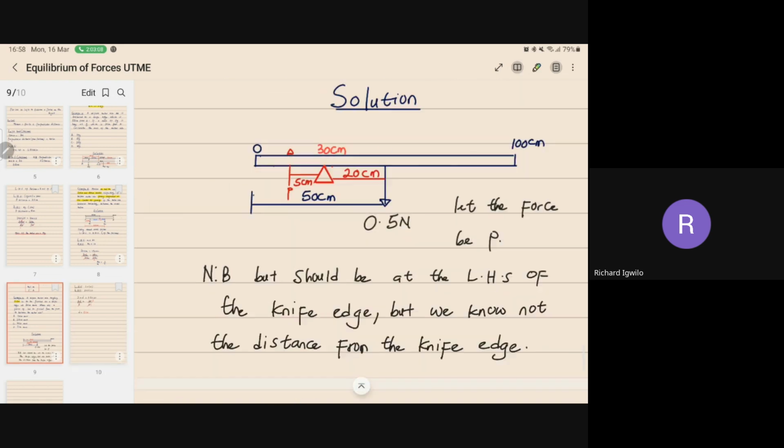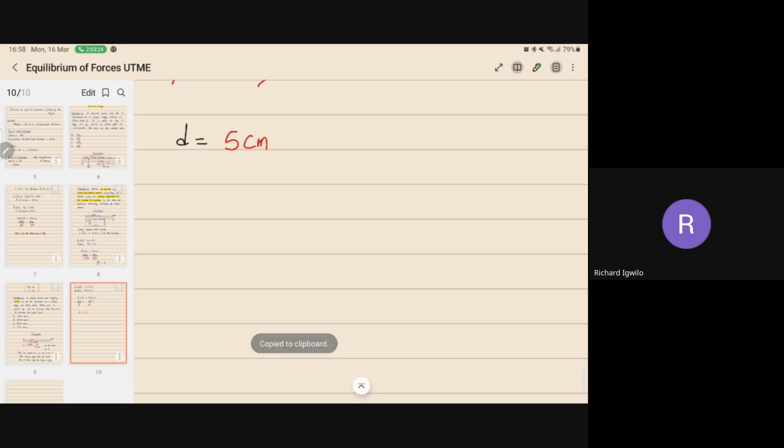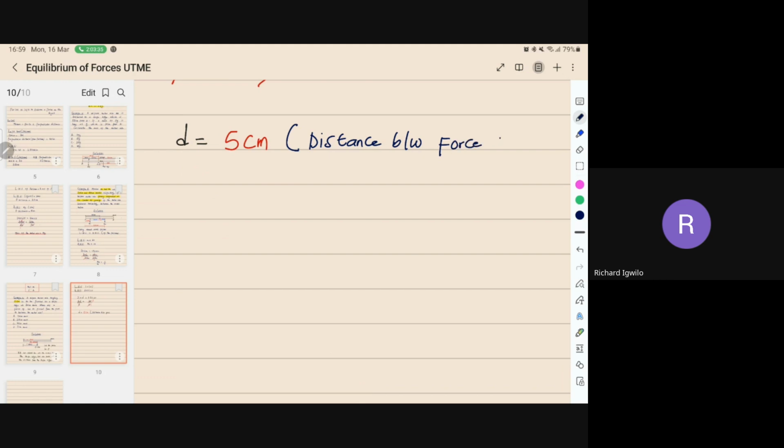So that said, in this my diagram, if I'm to replicate this diagram now, let me clean this place and clean here, then bring back that diagram again. So Richard, don't be confused. You have to get the distance between the force and the fulcrum. So now this means that D is equal to 5, the distance between force P and the fulcrum. So let's close up here.